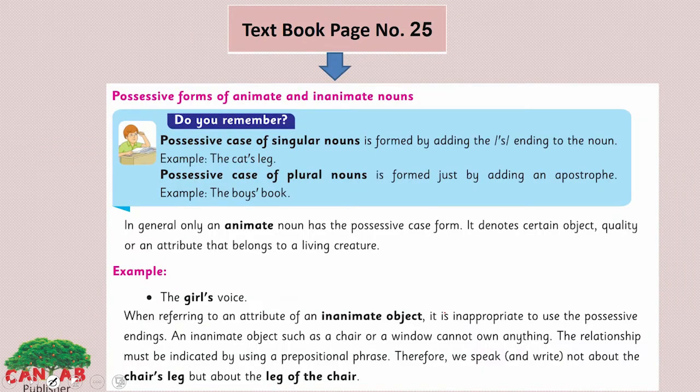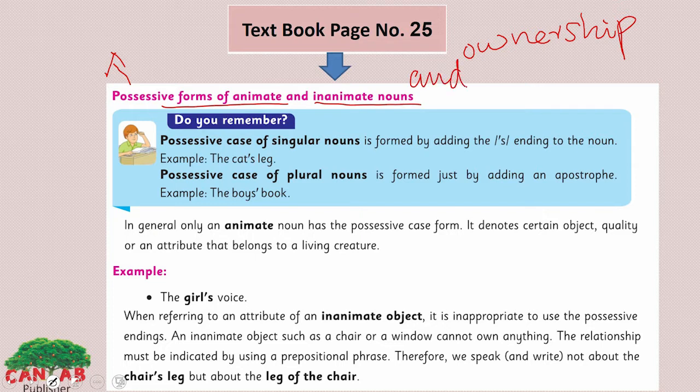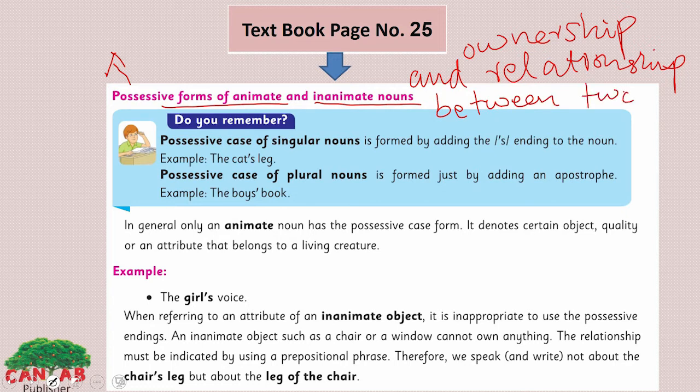Now look at page number 25. We will discuss possessive forms of animate and inanimate noun. Let's first discuss what possessive means. Possessive shows relationship and ownership between two nouns or pronouns. Ownership and relationship between two nouns or pronouns.